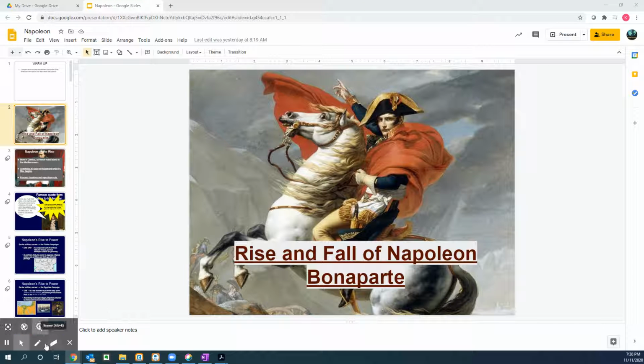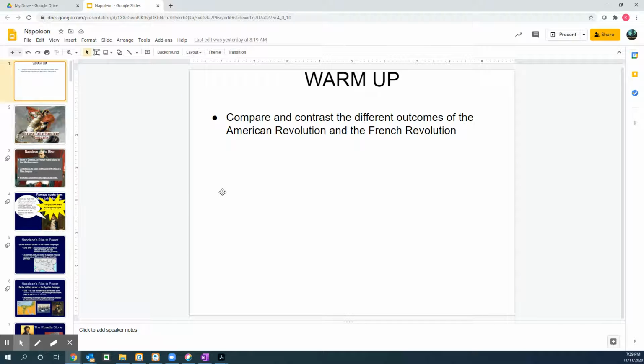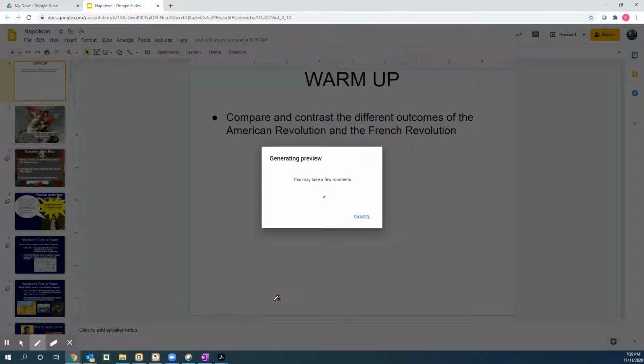This is for everybody that was not here the other day, seeing that I've only seen cohort B at least once in the last few days. First thing that we did was try and decipher a little bit the differences between the French and the American revolutions.